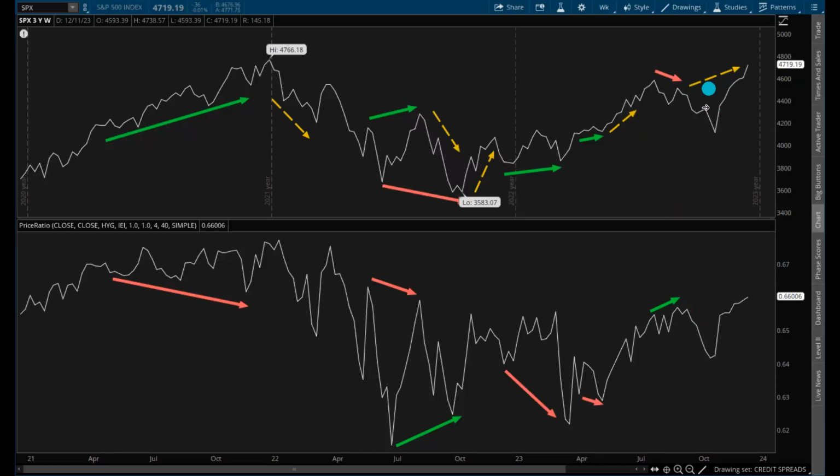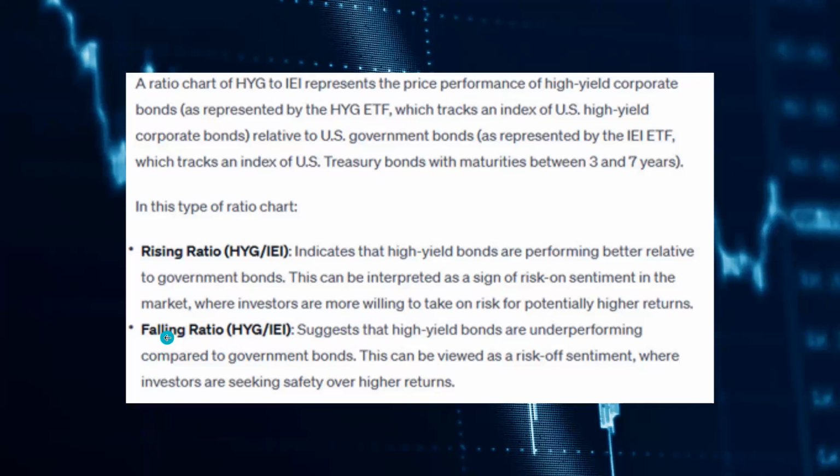And we saw a very strong push up afterwards, basically a very quick correction. So you see we had a slow grind down, and then we just saw a massive move to the upside afterwards. And right now, what we're seeing is confluence, where we're seeing a rising ratio here, and we're also seeing a rising S&P 500.